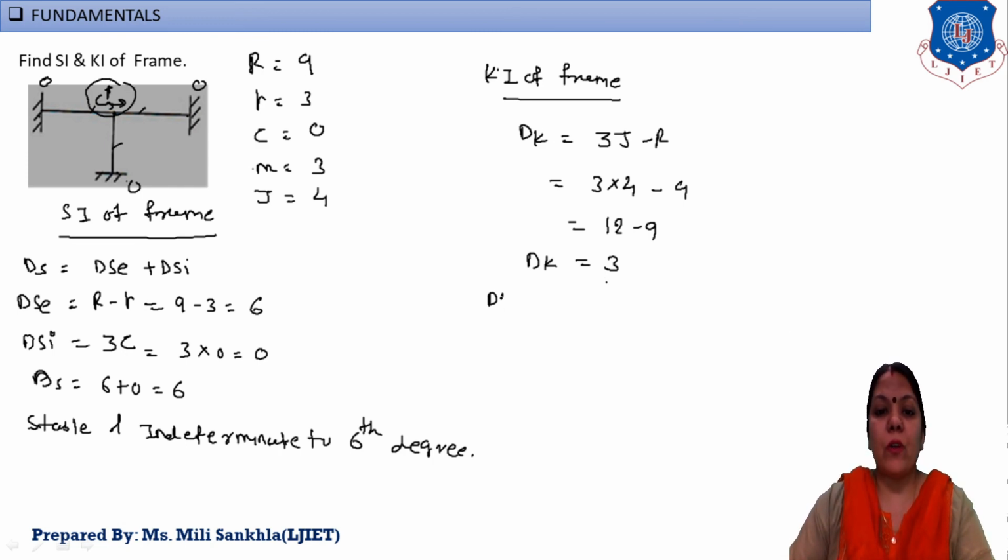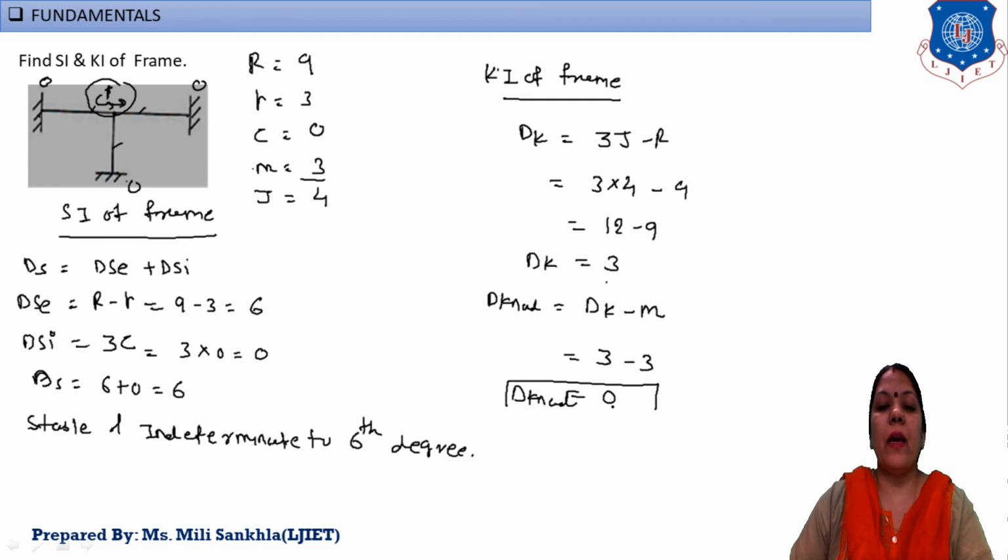Now we find out DK and AD. DK and AD is equal to DK minus m. That means DK is equal to 3 and m is equal to the given 3. Remember, 3 minus 3 is equal to 0. That means for this given frame, my axial deformation is equal to 0.